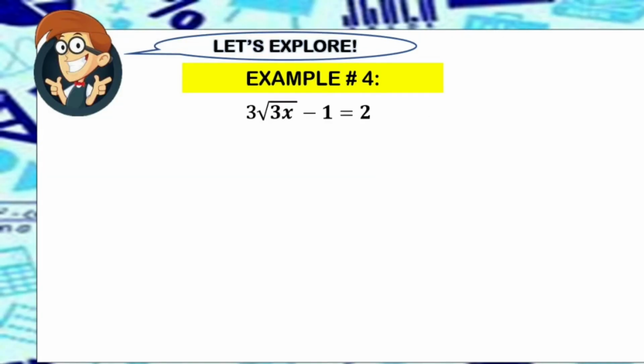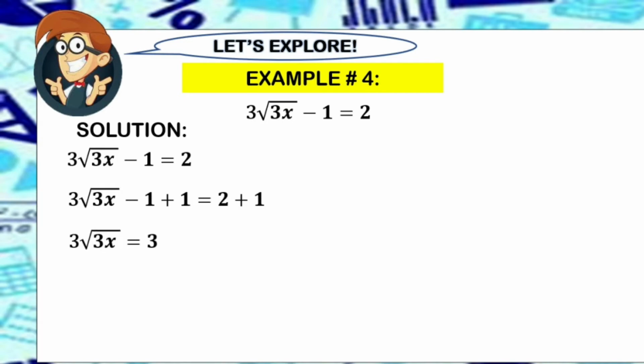For our last but not the least example, we have 3 square root of 3x decreased by 1 is equal to 2. To solve this problem, we add 1 to both sides of the equation. This results in 3 square root of 3x is equal to 3. Then, we divide both sides of the equation by 3 to isolate the radical on one side of the equation. Solving, we have square root of 3x is equal to 1.